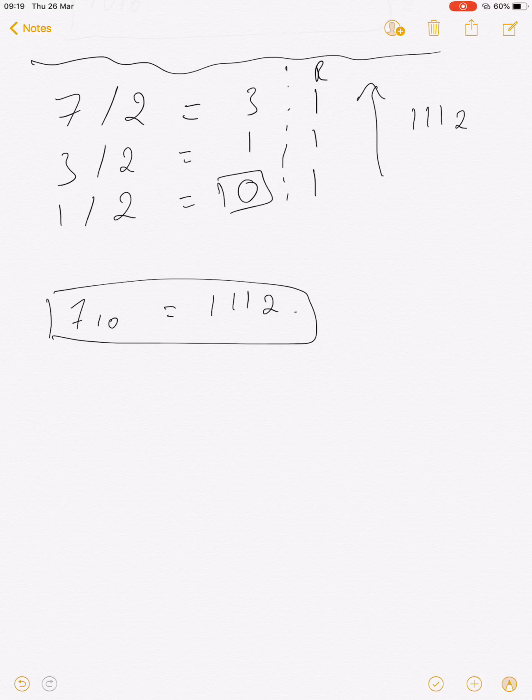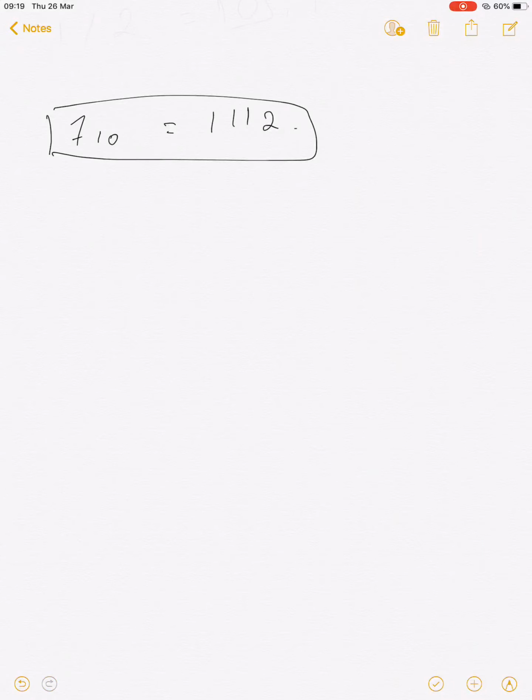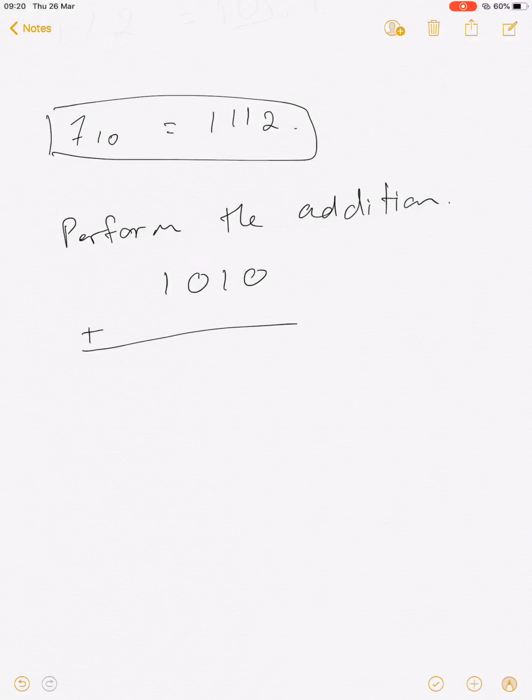So what this tells us is that 7 base 10 is actually equal to 1 1 1 base 2. Okay, so now we have our two binary numbers, right? And now we want to perform the addition. So we have 1 0 1 0 plus 1 1 1.